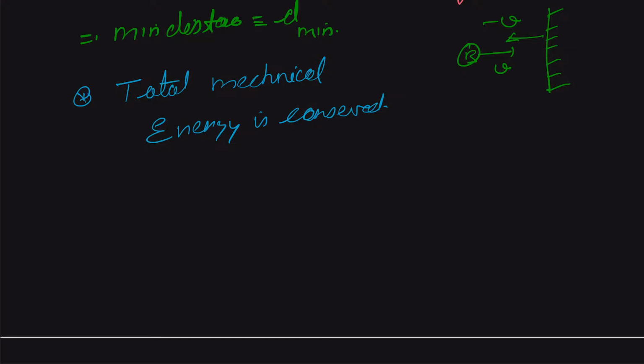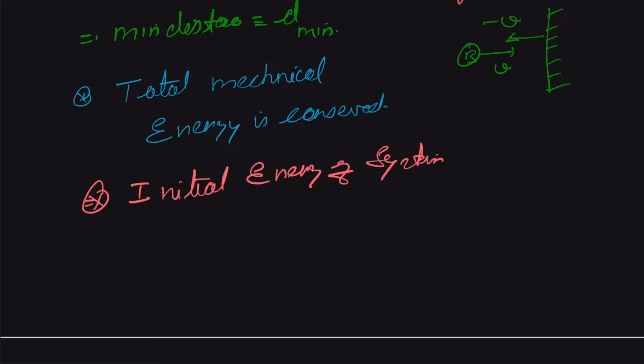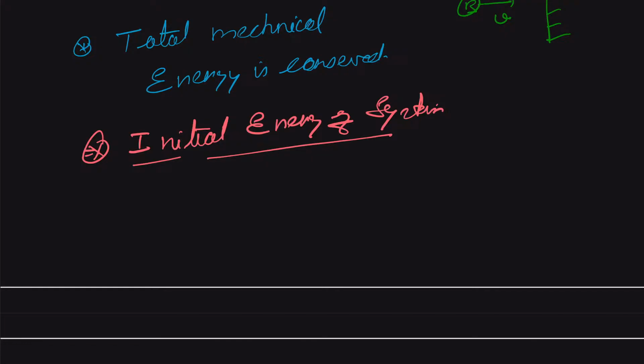So we can say that the initial energy of the system, and in this initial energy of the system, only the block is moving, the ball is at rest, and the wall is permanently fixed. Okay. So we can say initial energy of the system.